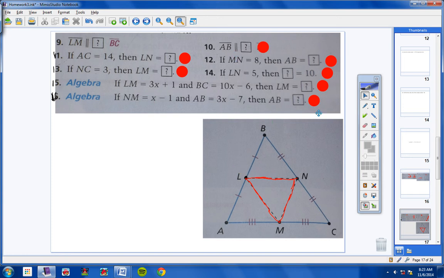Number 10. AB is parallel to what? Well, here's AB. And we know if this is a mid-segment right here, which it is, then we know that MN has to be parallel to AB. So AB is parallel to MN.